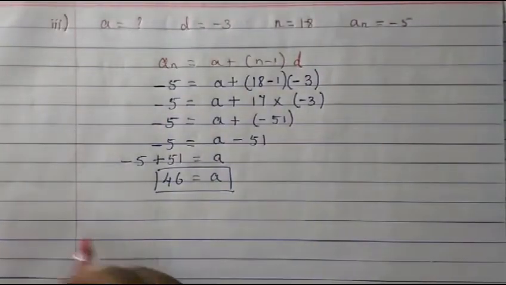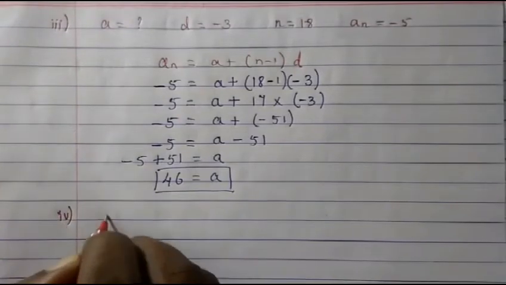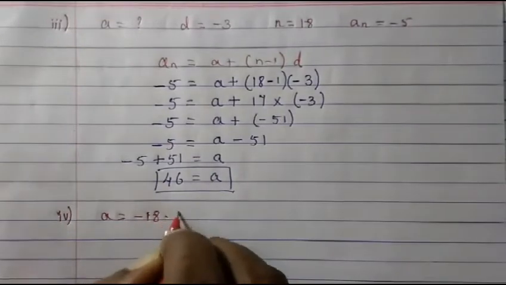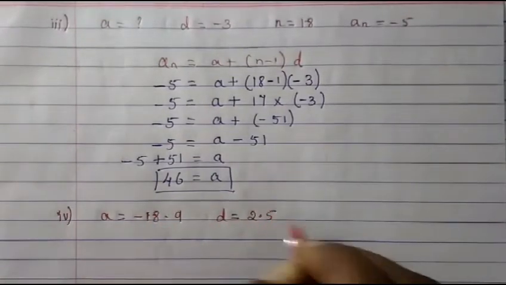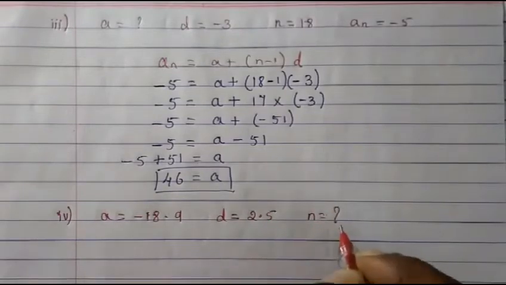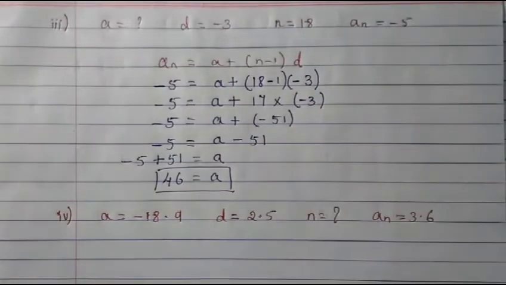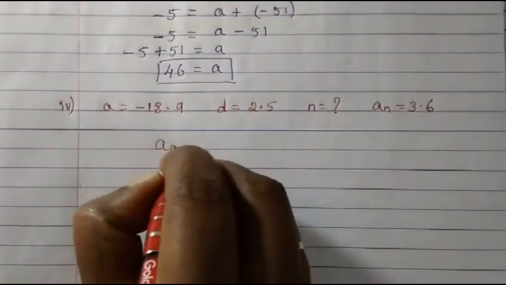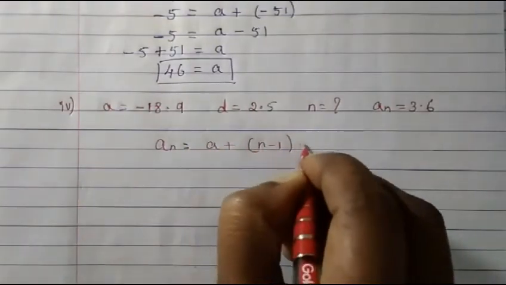The fourth one. Fourth is a value is given to us minus 18.9. D value is 2.5. And we don't know, we have to find out n. An is equal to 3.6.